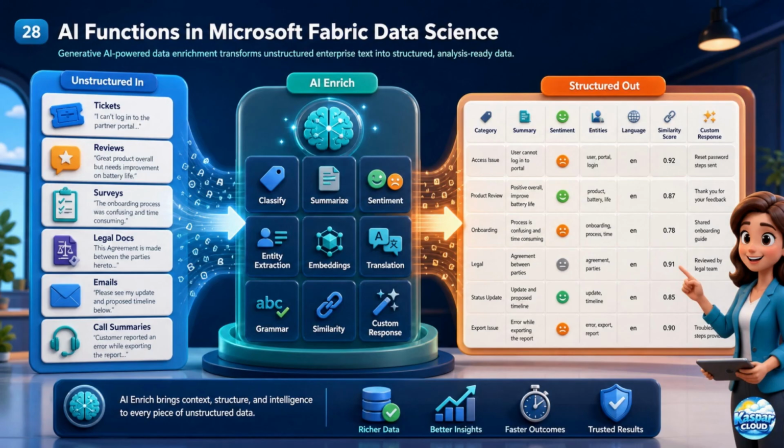AI functions expand Fabric data science into generative AI-powered data enrichment. These functions allow users to classify text, summarize content, analyze sentiment, extract entities, generate embeddings, translate text, correct grammar, calculate semantic similarity, and generate custom responses. This matters because a large portion of enterprise data is unstructured. Support tickets, customer reviews, survey responses, maintenance notes, legal documents, emails, product descriptions, and call summaries all contain valuable signals. AI functions help convert that unstructured information into structured columns that can be analyzed, modeled, and reported on more effectively.